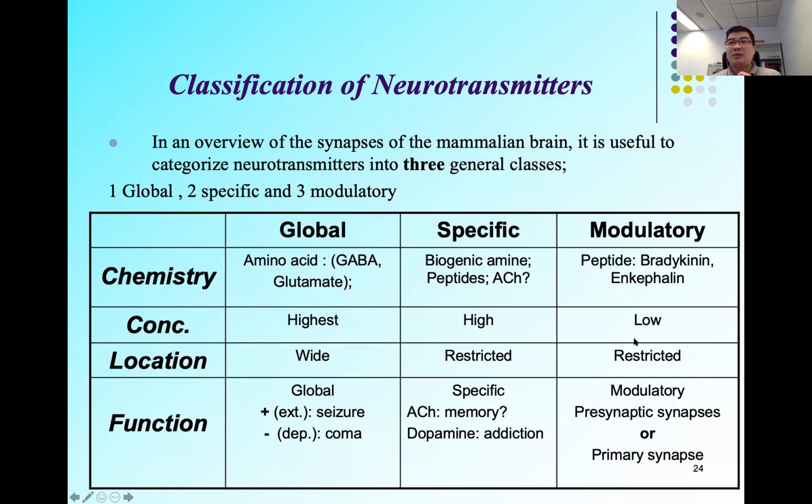Modulatory peptides are in low concentrations. They're restricted also. When we talk about the neuropeptides, we can discuss more about it. So you see, a lot of you now know more about how the nervous system is involved in things and people around you. That's what I want you to get. So overactivated neurons would paralyze the system.